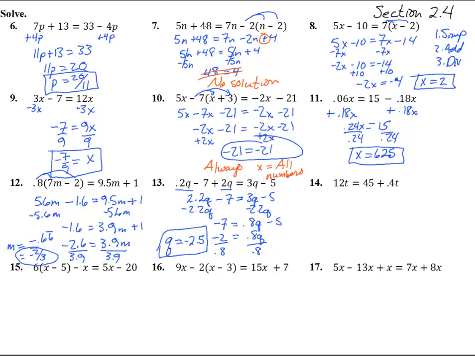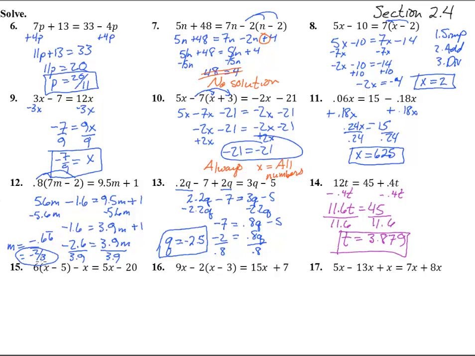Good. Number 14. We got to get the t's together. First of all, there are no parentheses, so now combine them together. Subtract 0.4t to undo this plus 0.4t. So subtract 0.4t, and we get 11.6t equals 45. Now divide by 11.6, and we get t. Oh, that's an unusual one. Punch that in the calculator, you get 3.879. Good deal.